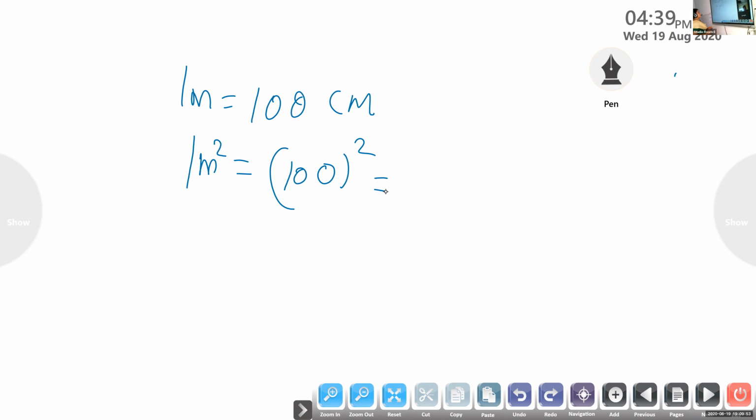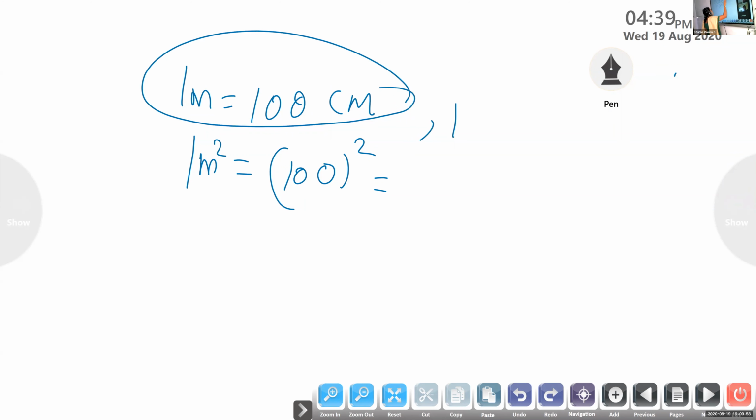Now I am going to ask you, if 1 meter is 100 centimeter, then what is 1 centimeter? My question is in meter, not in millimeter. In meter, 1 centimeter is what? 1 meter is 100 centimeter.